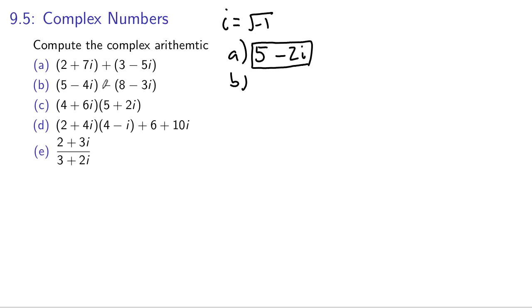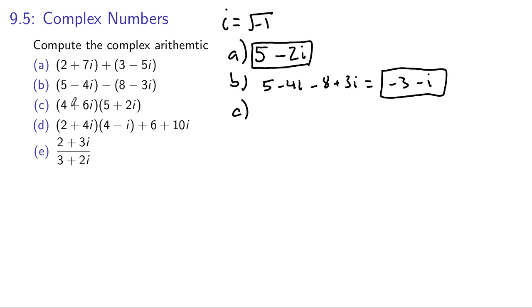B, we have a subtraction. All we have to do is distribute the negative. So we have these two complex numbers being subtracted from one another. Distributing the negative, we get 5 minus 4i minus 8 plus 3i. And that equals 5 minus 8, which is negative 3, and negative 4 plus 3, which is negative 1. We can drop the 1, just write negative i. So the answer is negative 3 minus i.